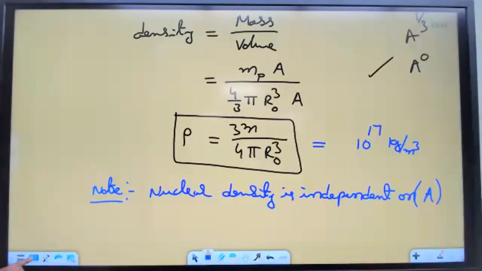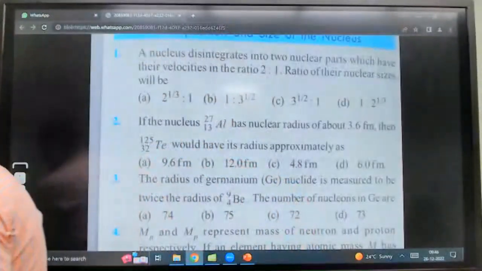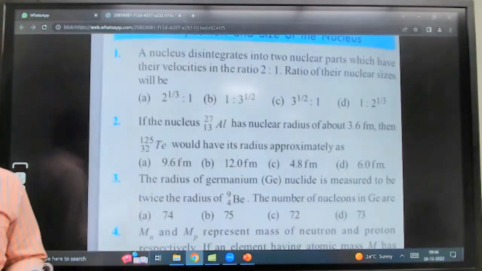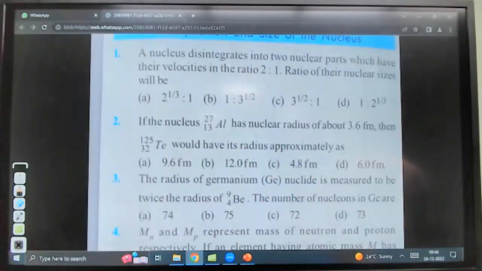Next problems. Go through question number 1. A nucleus disintegrates into two nuclear parts which have their velocities in the ratio 2:1. The ratio of their nuclear sizes will be? Here the velocity ratio is given, and it asks about the nuclear size ratio. Nuclear size means nothing but radius. You have to calculate the radius ratio, so try to solve that one.